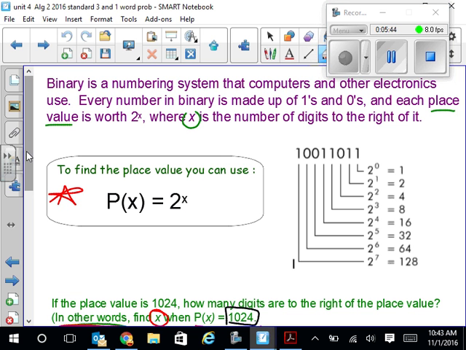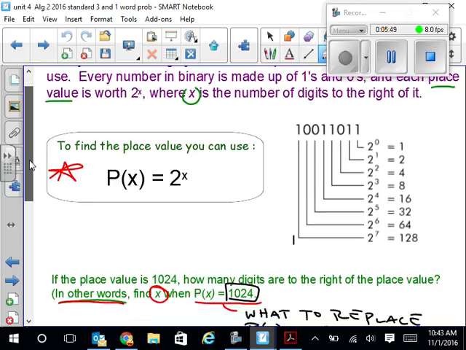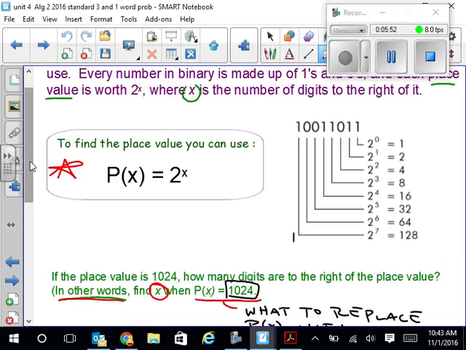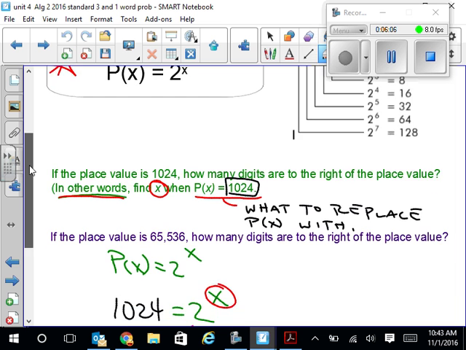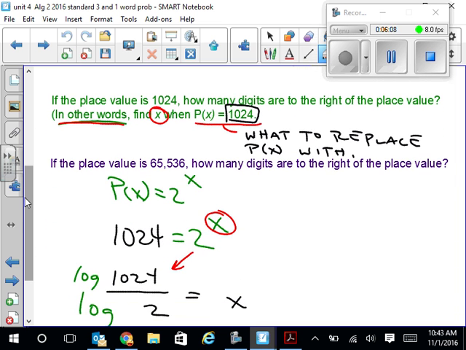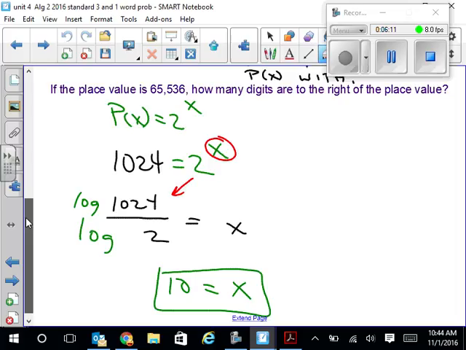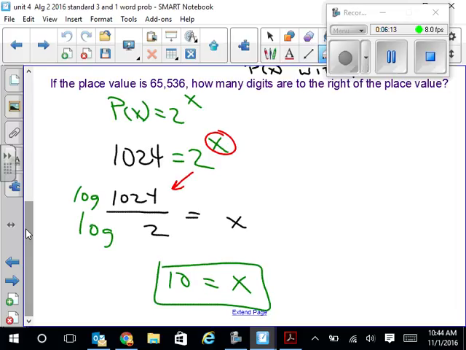So here comes a quick extended version. 1024 equals 2 to the x. I'm going to rewrite this so that if someone is looking at the steps, it doesn't get all mixed in. 1024 equals 2 to the x. Step 1, to get the x down, you write log twice.